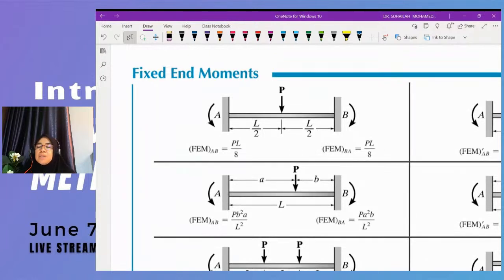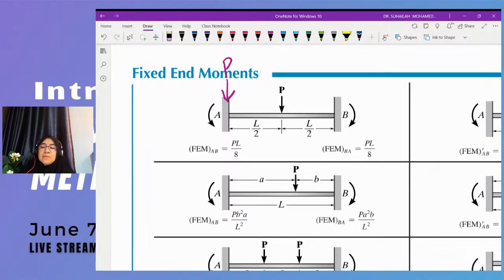So fixed end moment means the beam, one beam, A and B, both ends are fixed, and the beam is subjected to loading on top of the member or along the member. Okay, this P. We do not count it as fixed end moment if it is subjected at a joint. If P is subjected at A, we don't consider this as fixed end moment.